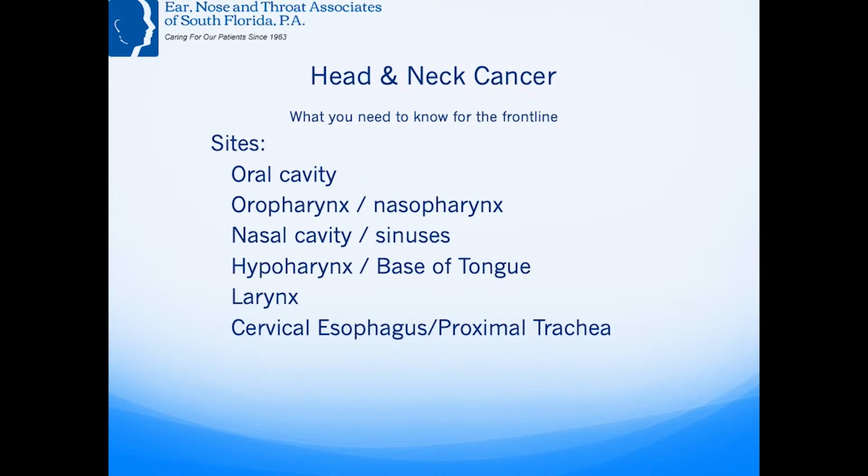and proximal trachea. When you're examining your patients, you've got to do your best to not just inspect what is easily accessible. You need to look at the base of tongue, and for those of you trained in flexible or rigid endoscopy, the hypopharynx, larynx.